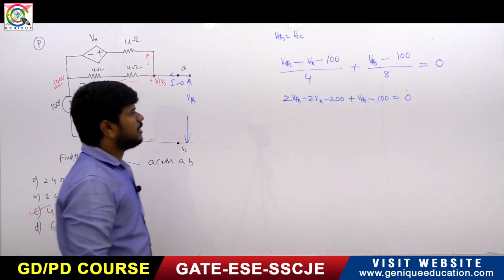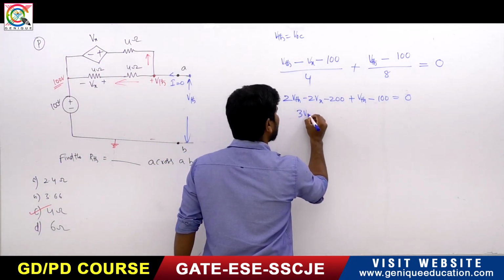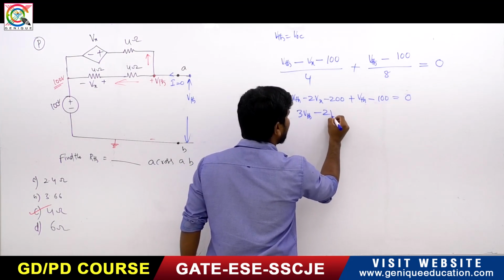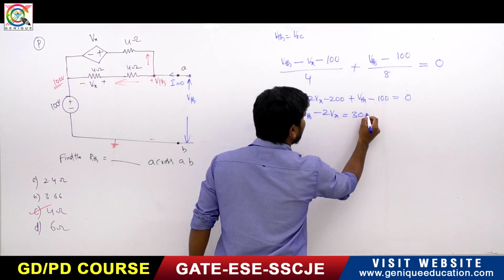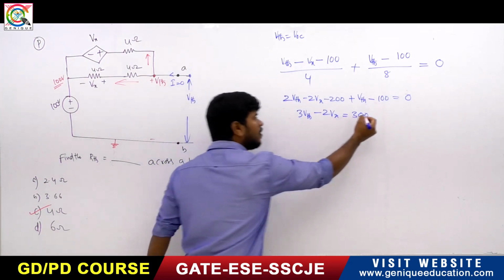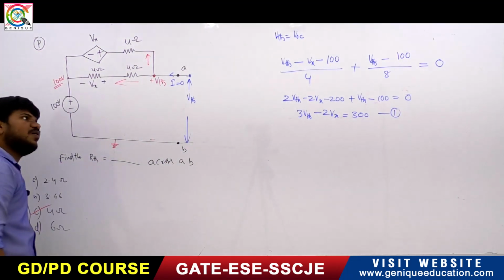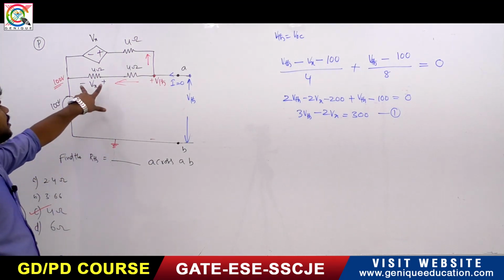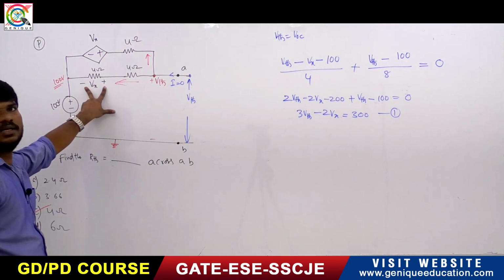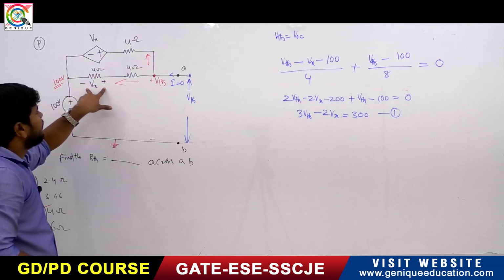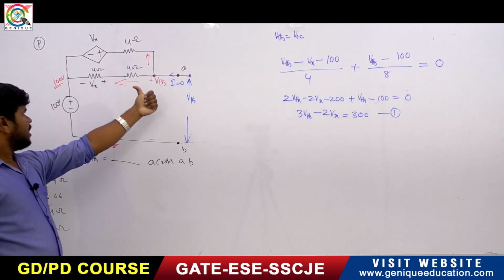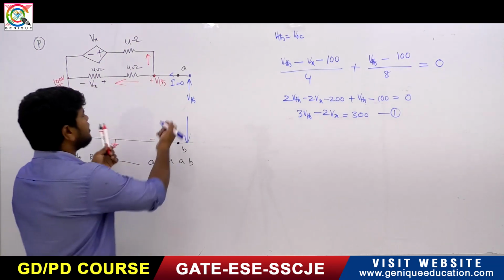So this is 3VTH minus 2Vx is equal to 300. This is equation 1. And we have to go for one more equation. If you observe this, what is Vx? Vx is nothing but, what is this current actually? This current, again, what is this current?